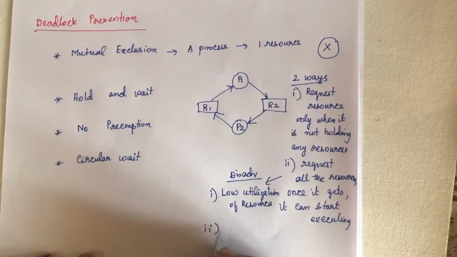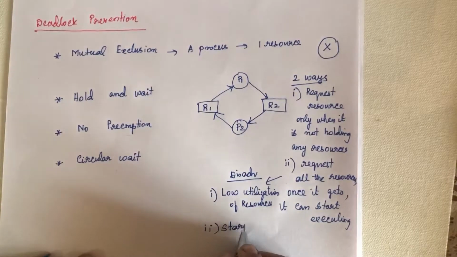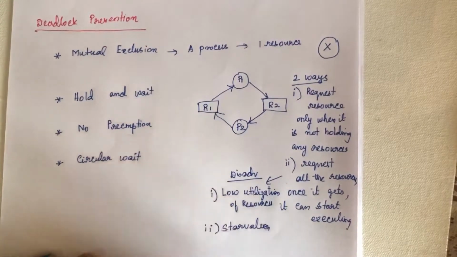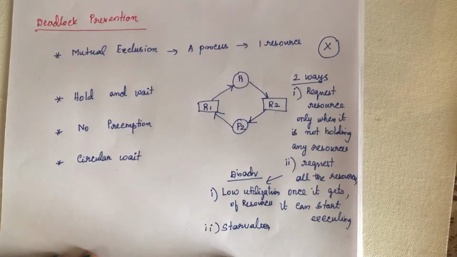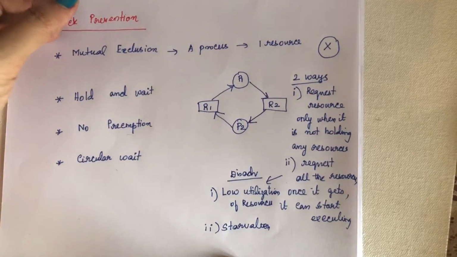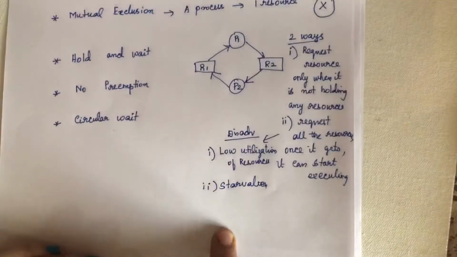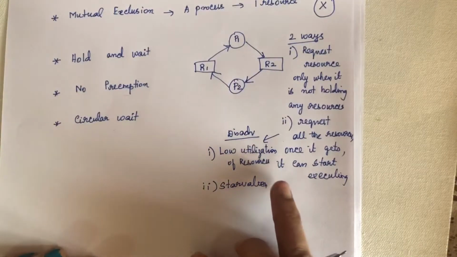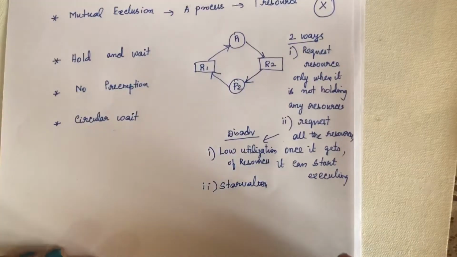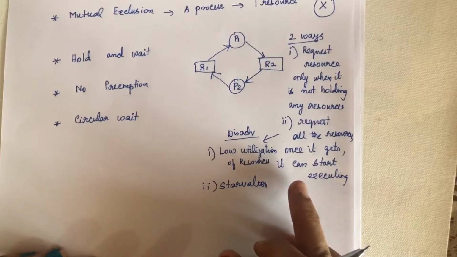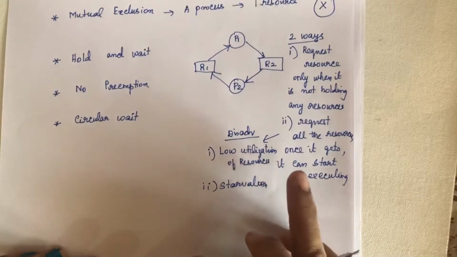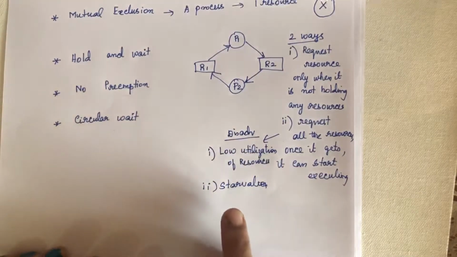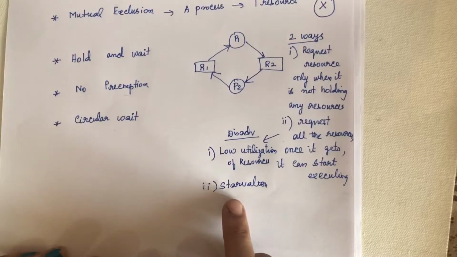The second disadvantage is starvation. What do you mean by starvation? If a process waits for a resource for a longer time, then it is called starvation. Since you are holding the resources for a long time, some other process which requires that resource has to wait a longer time to get it. So it will be in a starvation stage.